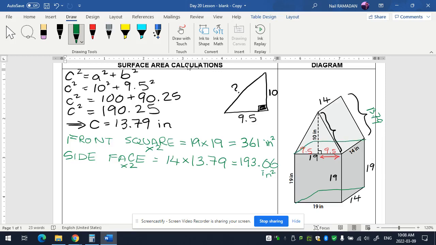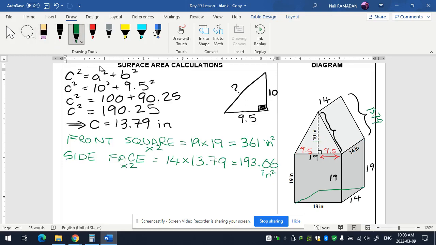Do we need to know that base? Why not? Is it outside or inside of the shape? Do you ever paint the inside of something? No, you only paint the what? Outside. Well, guess what? This one is outside because you can touch it here. You cannot touch this one because it's completely inside. Good. So that's the only face that is not doubled.